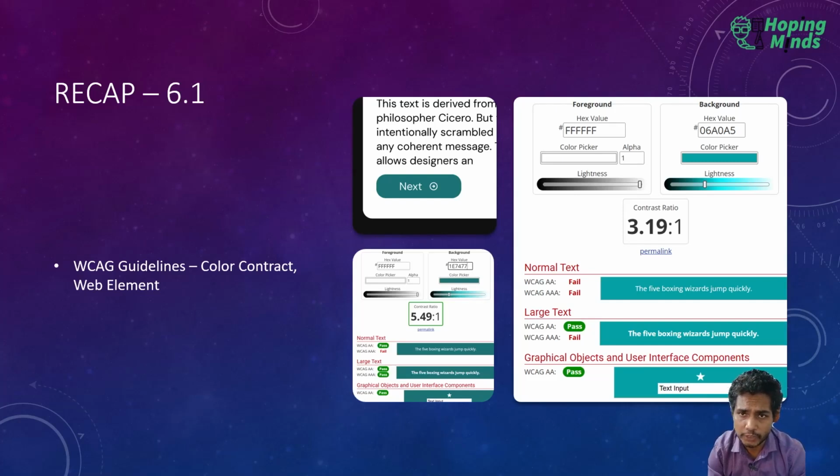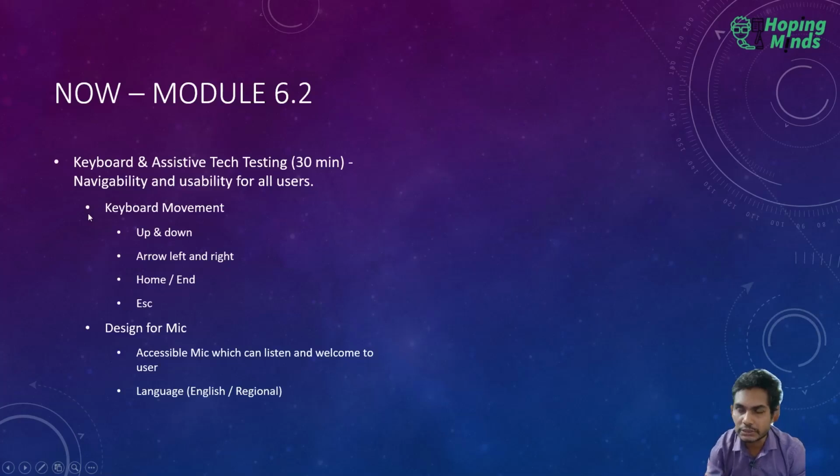Readability is one of the most important factors when it comes to UI design and UX design. All right, so let's deep dive into the next chapter, which is 6.2, keyboard assistive tech testing and navigation and usability for all the users.